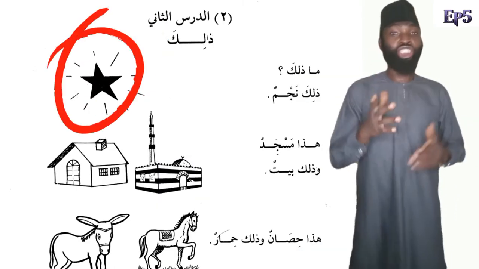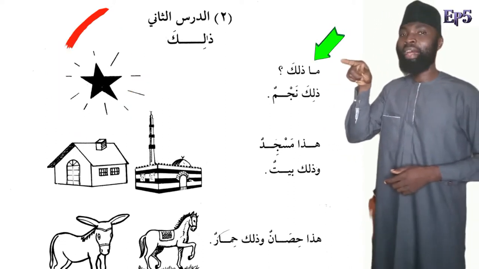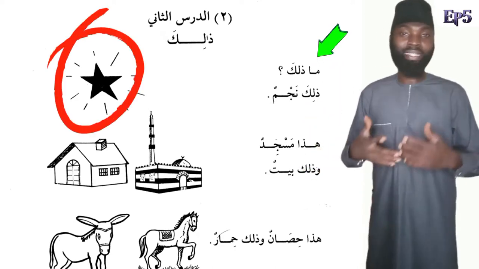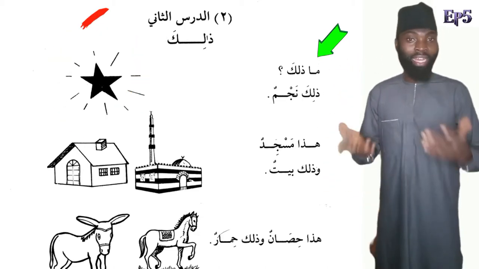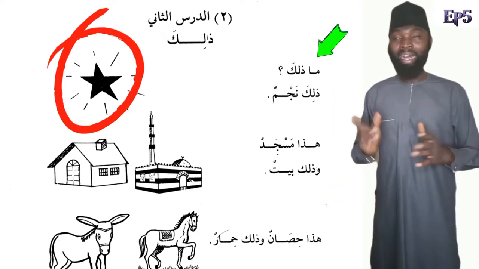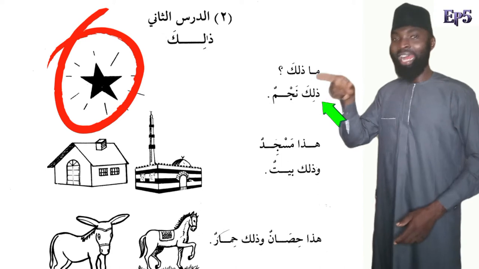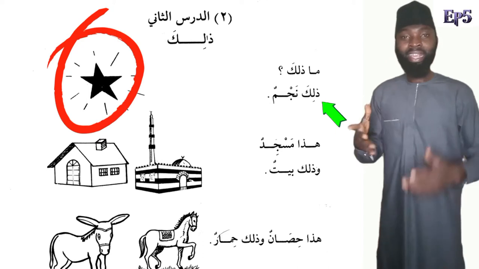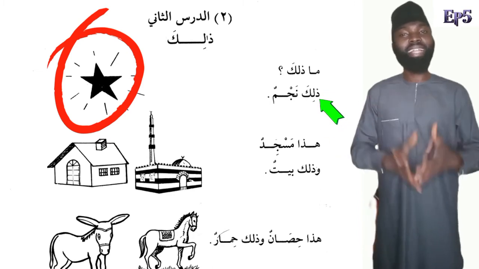Mashallah, Najmun. So yes, the question is Madhalika. Now in the past we used to have Mahadha, what is this? What we have now is Madhalika. So dhalika, that. Madhalika, what is that? Mashallah. Dhalika Najmun. That is a star.